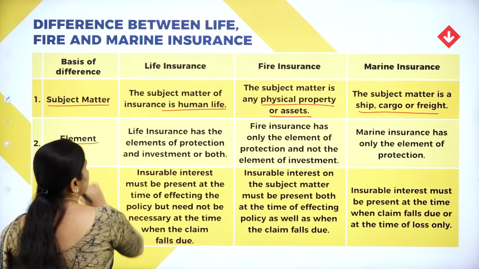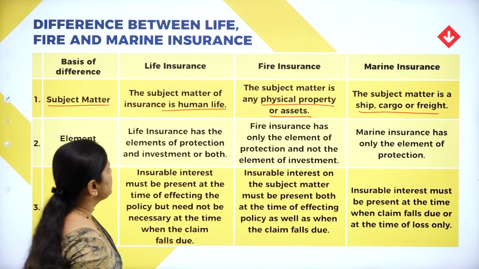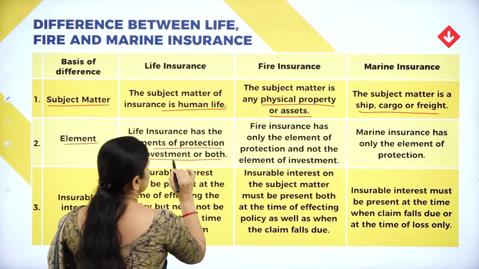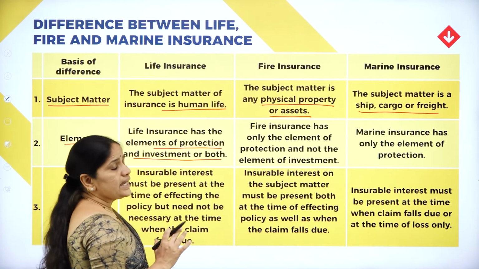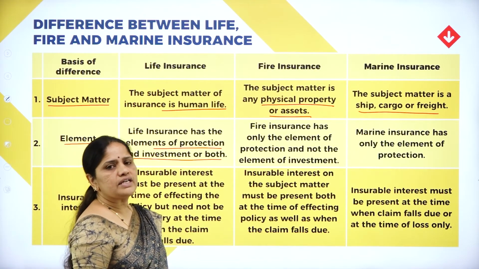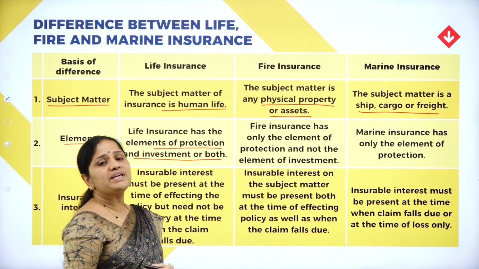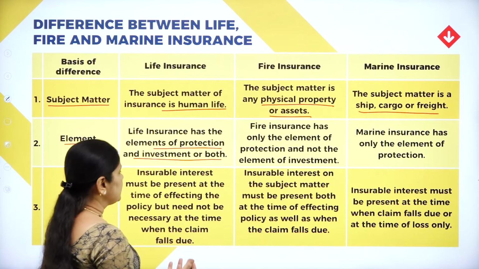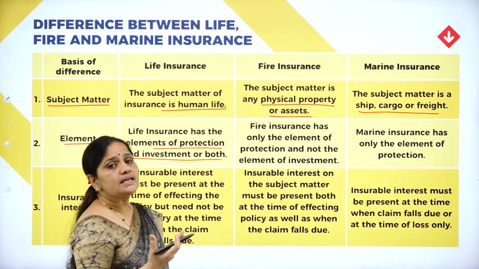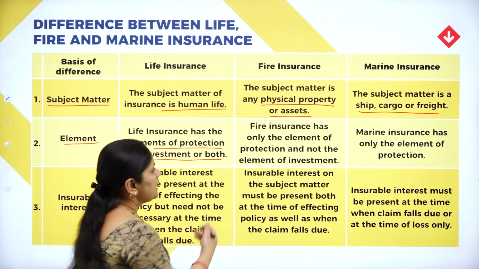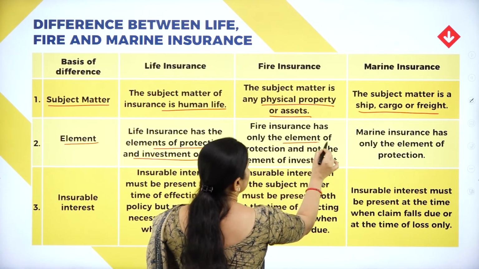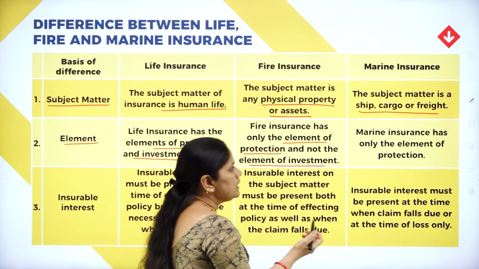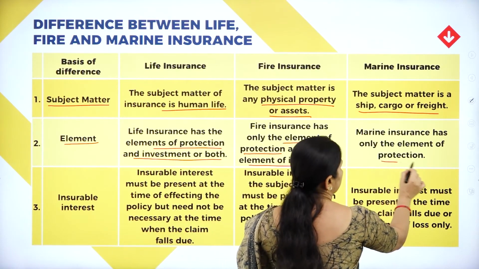Then next, let us look at what the elements are here. Life insurance has the elements of protection and investment, or both. If you are investing in a life insurance policy, then it will be an investment because you will be getting a lot of money in return for whatever you have paid as premium. Then next, fire insurance has only the element of protection and not the element of investment. So here also we have only the protection.